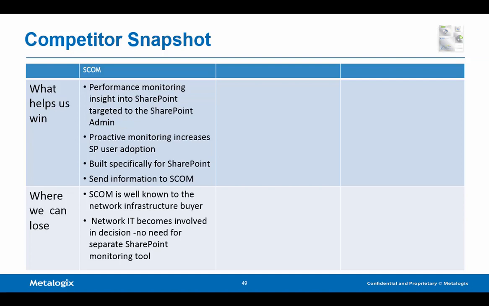Now, where can we lose? Well, they're already spending money on SCOM or planning to, so they don't see the need for an additional system. Also, in this case, if they're using SCOM, they might have a strong network administrator, and that person can block the SharePoint administrator from purchasing because the network administrator doesn't really want the other team to be able to have insight into the goings-on and be able to point back that if there is an issue, that it was network compared to application.